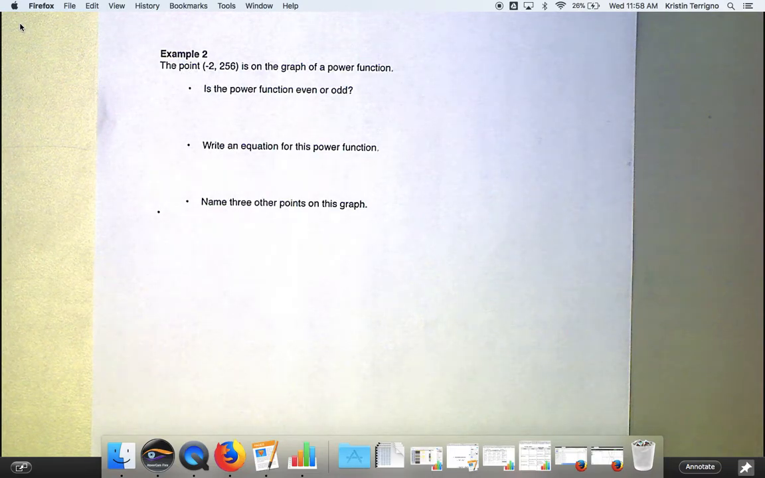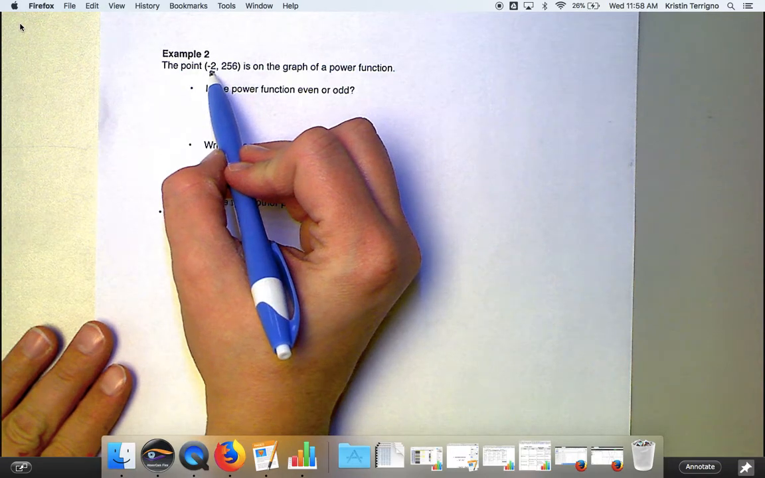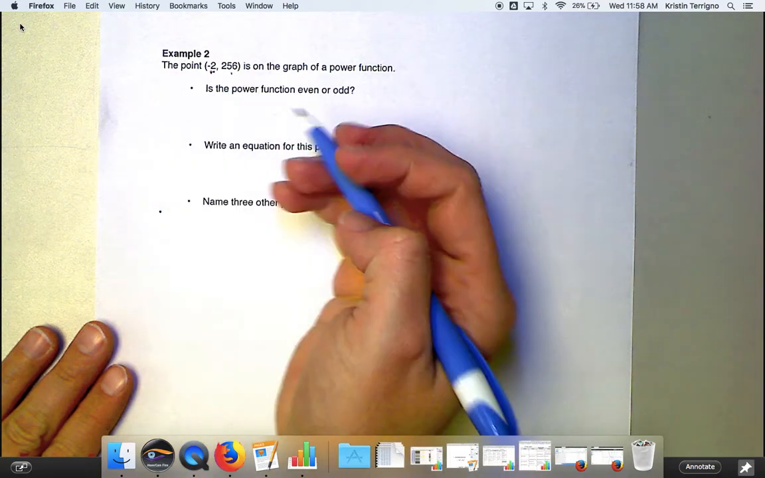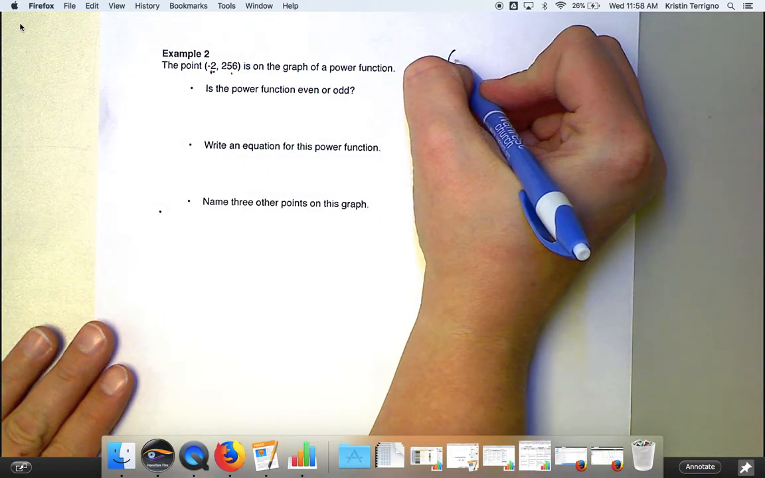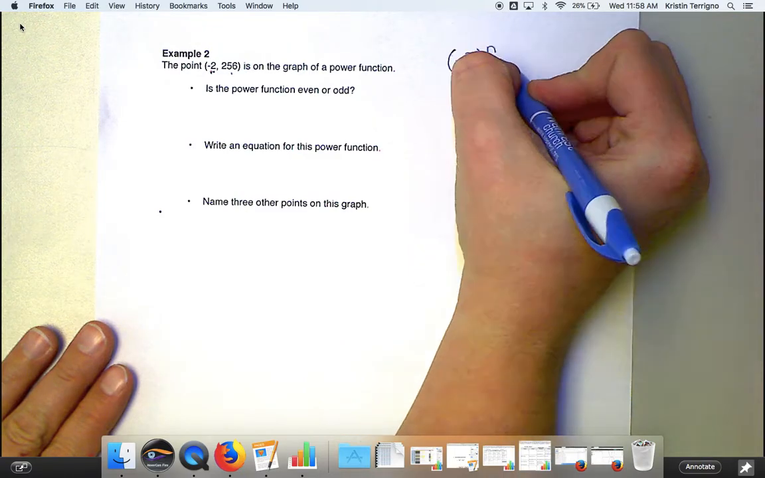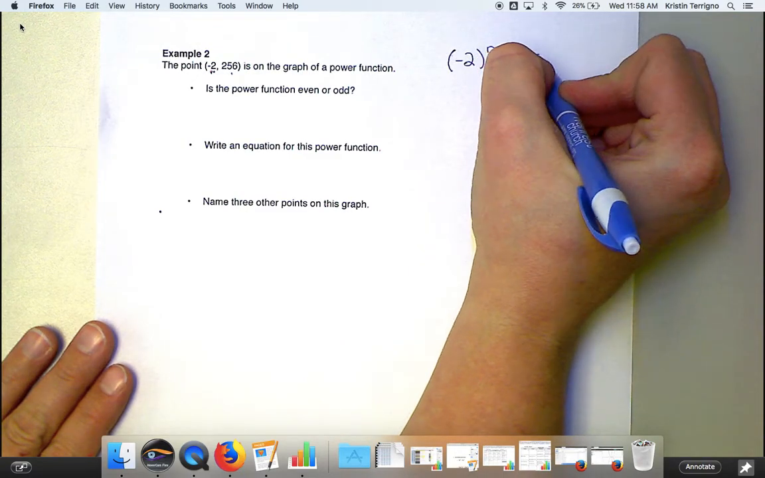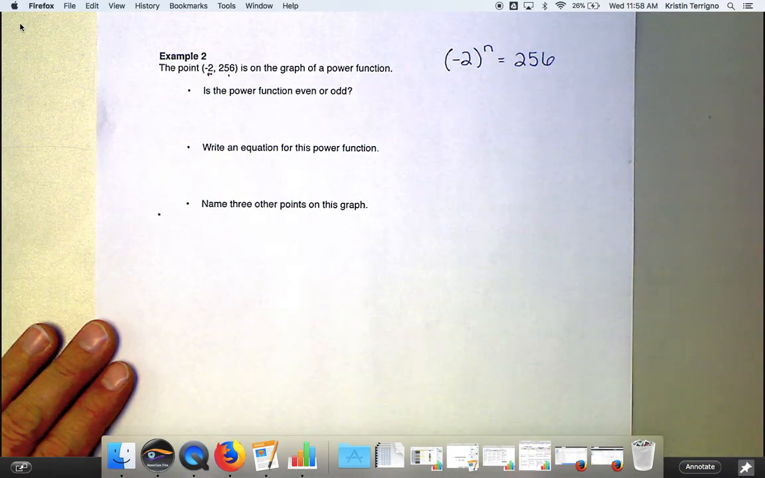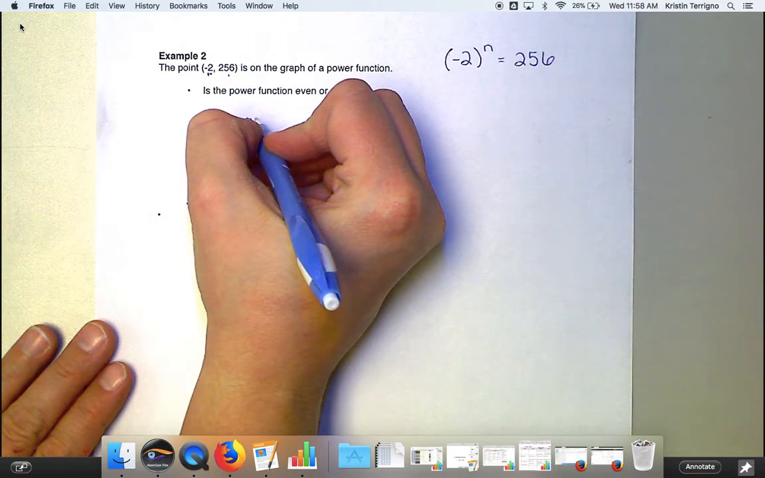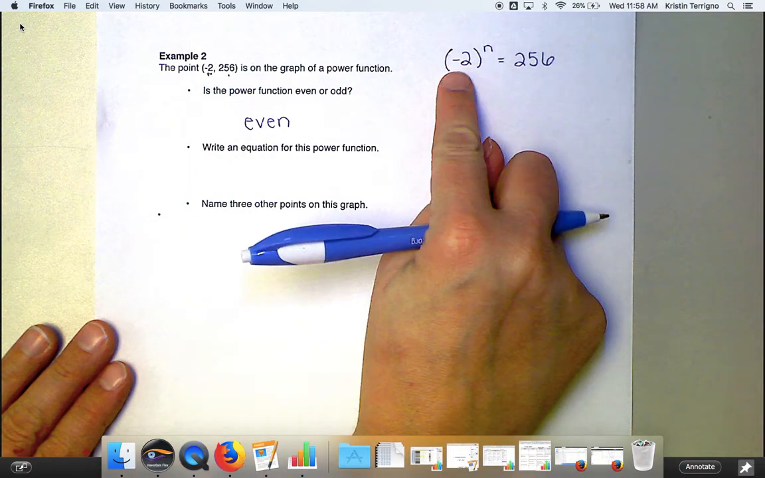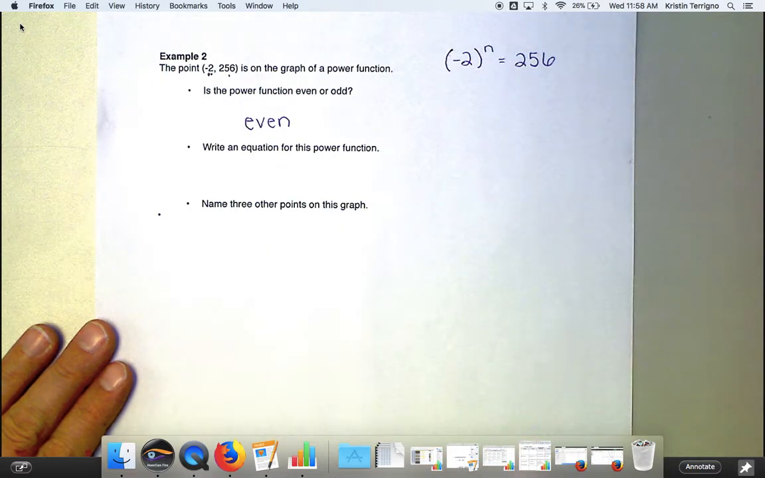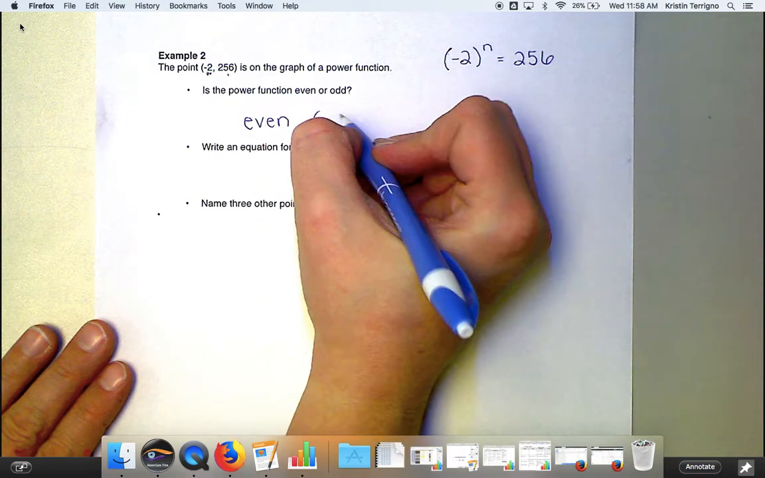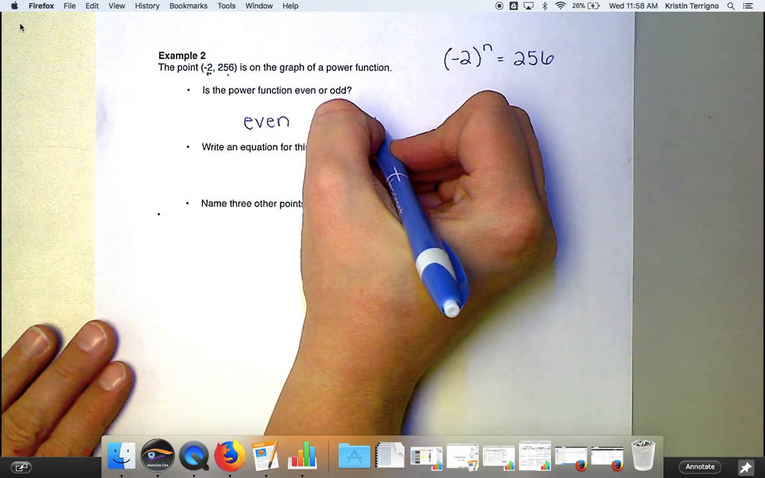Look at what's going on here. You have an x value that was negative and it turned positive when I raised it to a power. So what this is really saying is I'm doing -2 to some power n and it turned into a positive 256. I want to know what kind of number that n has to be. Well, it must be an even number, because that's when your negatives all cancel out and it turns back to positive, when you have an even number of negatives. So I'm just going to make a note here that my negative turned positive.